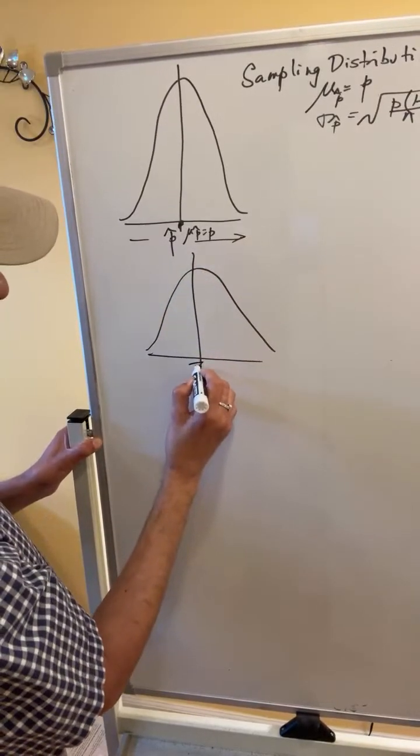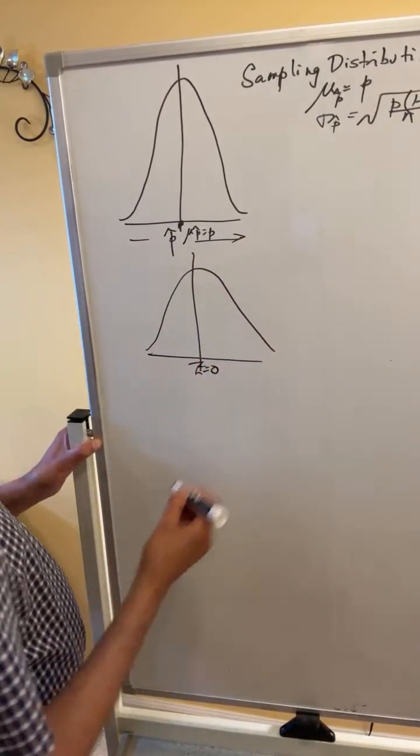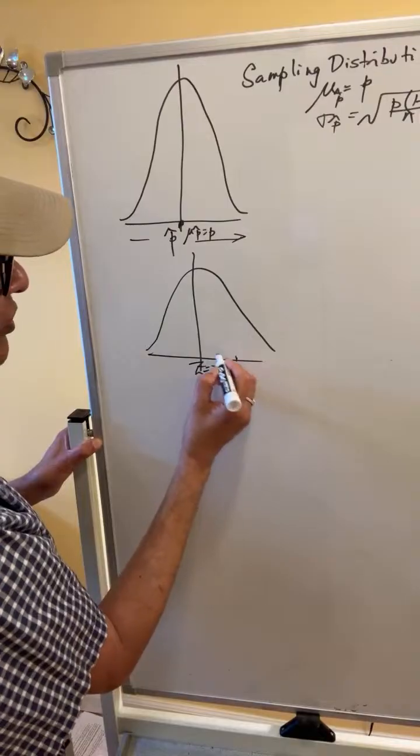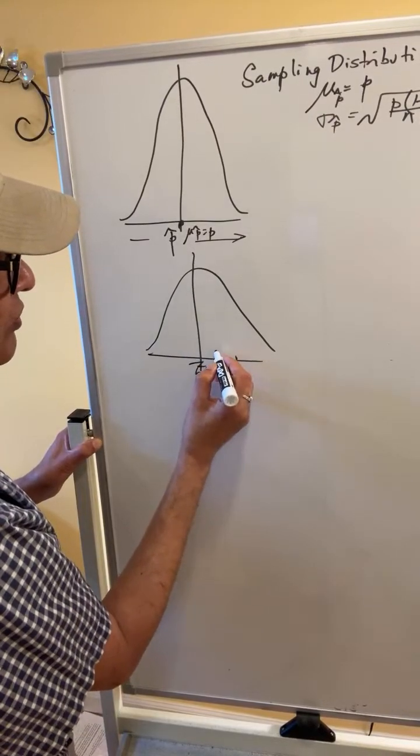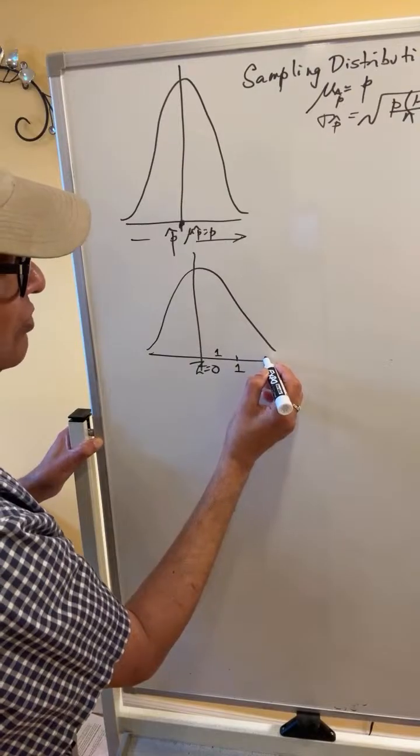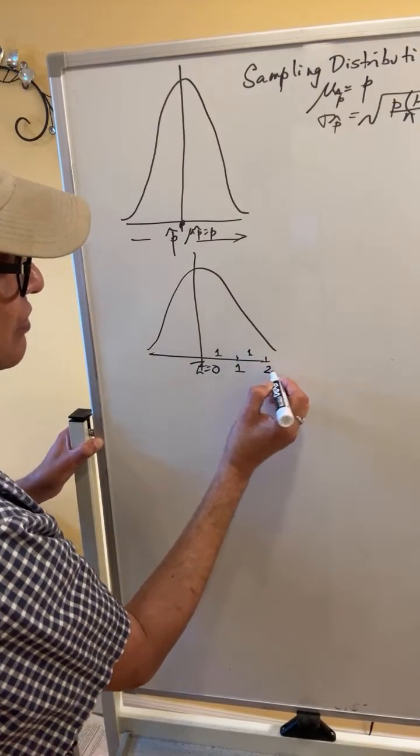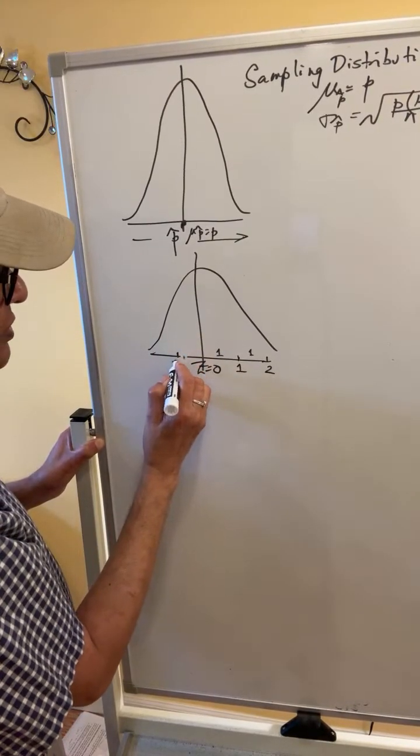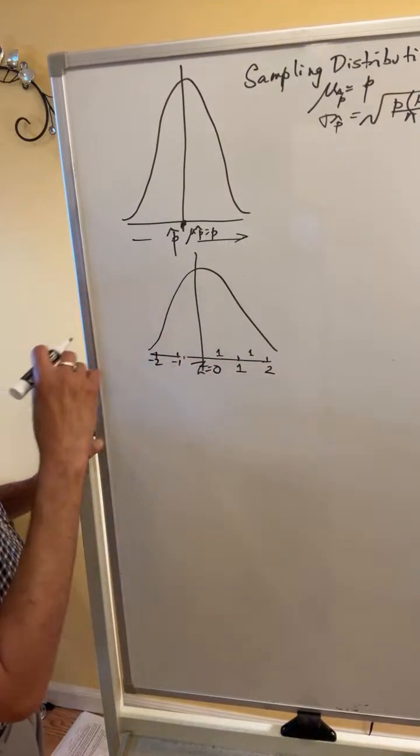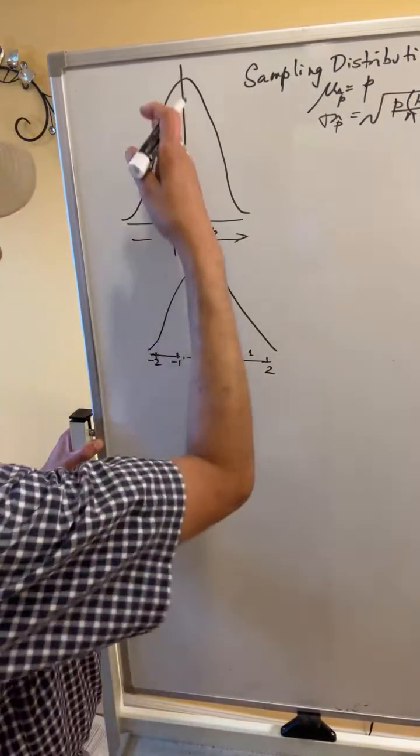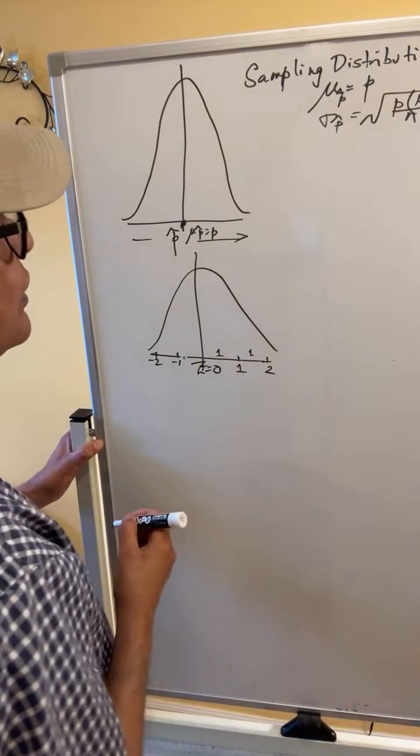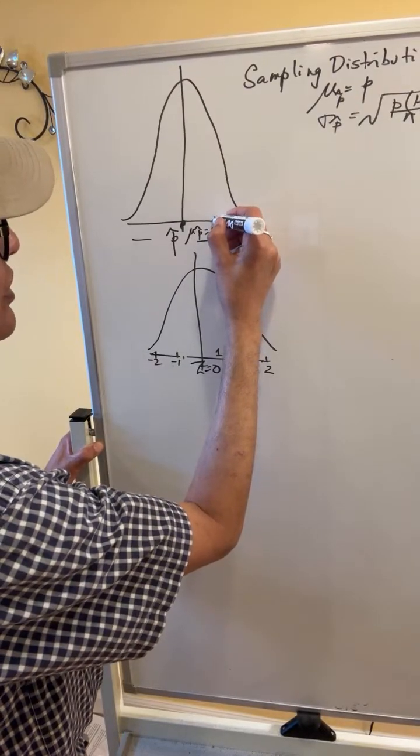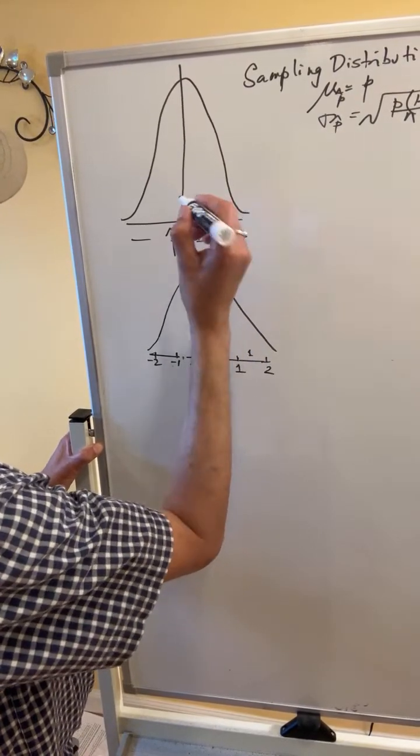Now if you convert this to a z curve, same information in a z curve, the center will be z equal to 0. If you are 1 standard deviation away, this is a value of 1. A value of 2 means another standard deviation. On the left it is -1, -2, and so forth. How many standard deviations you are below the mean? Same information over here.